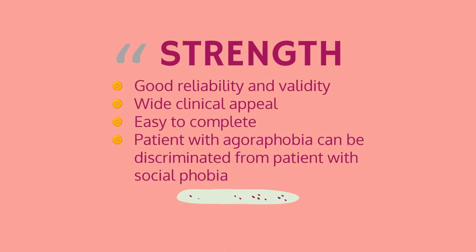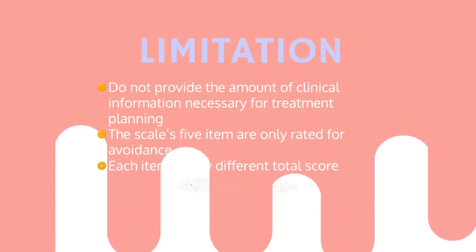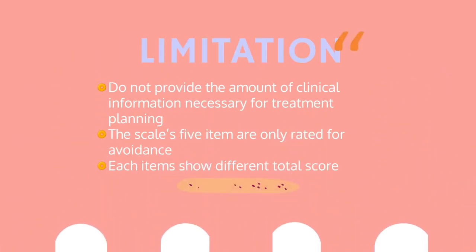For strength, FQ has good reliability and validity, wide clinical appeal, and is easy to complete. Patients with agoraphobia can be discriminated from patients with social phobia. For limitation, FQ does not provide the amount of clinical information necessary for treatment planning. The scale's 5 items are only rated for avoidance, and each item shows a different total score.